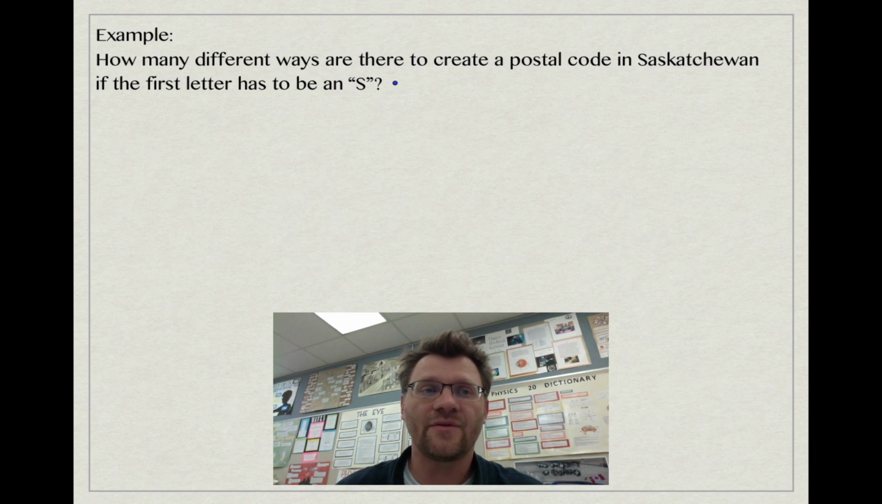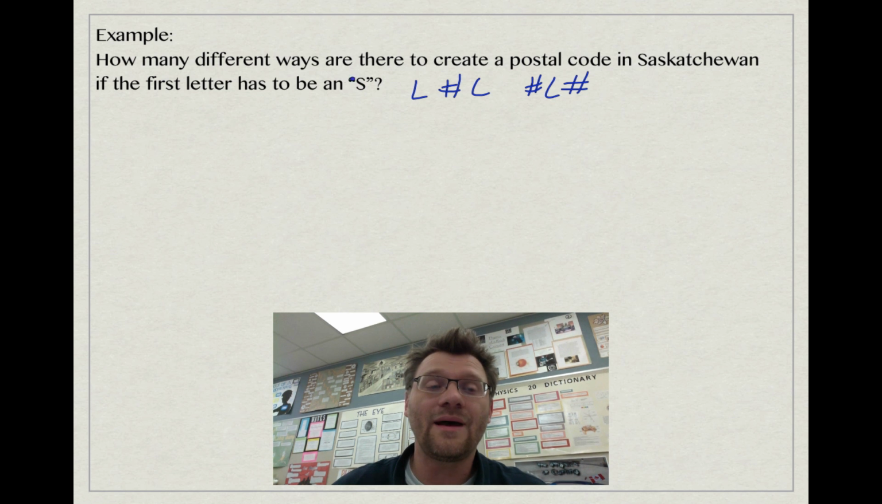So here's our first example. It says, how many different ways are there to create a postal code in Saskatchewan if the first letter has to be an S? So we know that for postal codes, I hope you know this, it goes letter, number, letter, and then there's a space, and then number, letter, number. So it looks like we have 6 different blanks that we need to fill, but it says the first letter has to be an S. So if we're going to draw those 6 blanks and start filling them in, here we only have one option. It has to be the letter S.